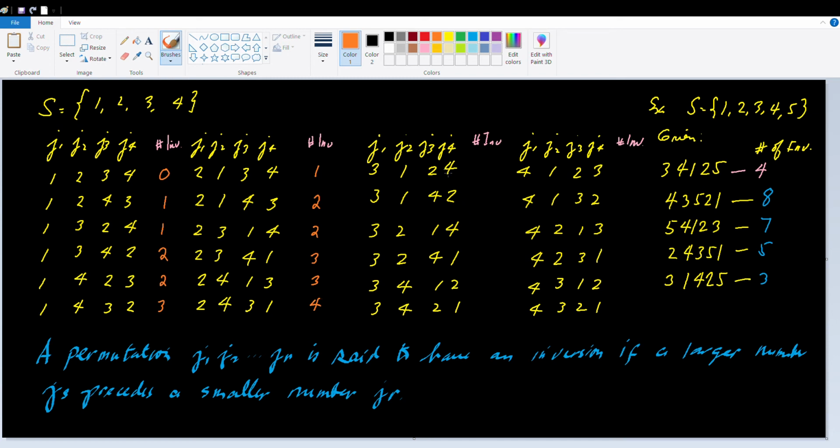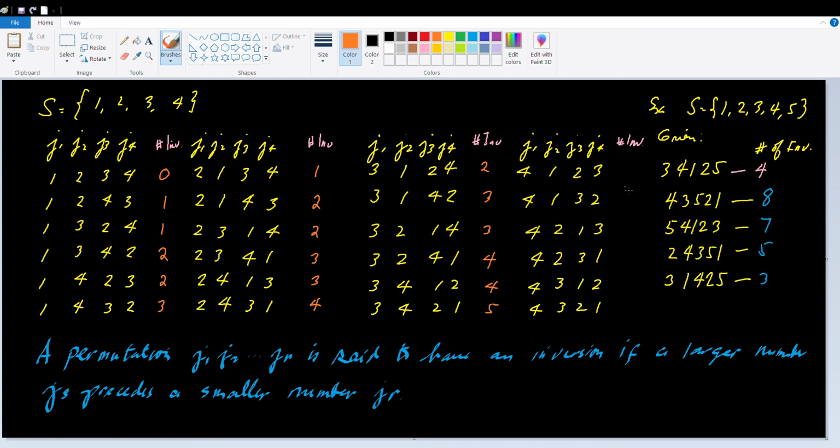For 3, 1, 2, 4, that will be 2. 3, 1, 4, 2, that will be 3. 3, 2, 1, 4, that is 3. 3, 2, 4, 1, that will be 4. 3, 4, 1, 2, that will be 4. 3, 4, 2, 1, that will be 5.